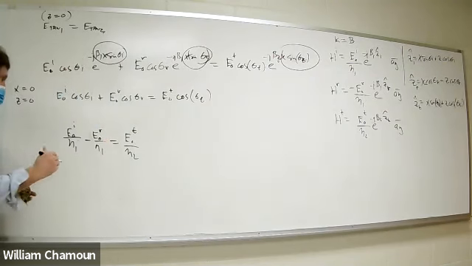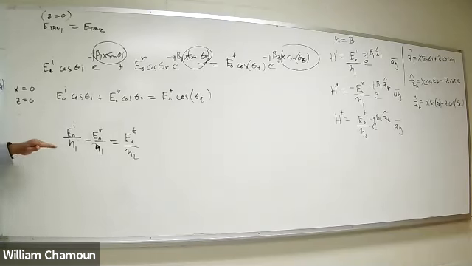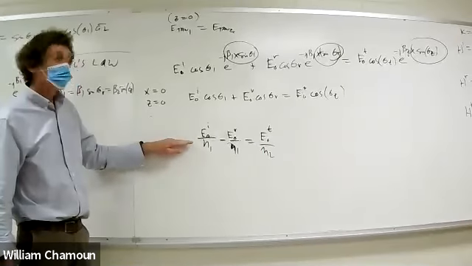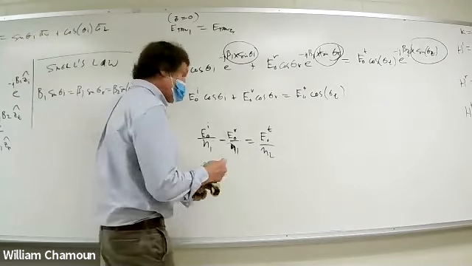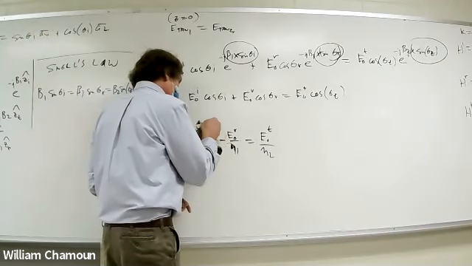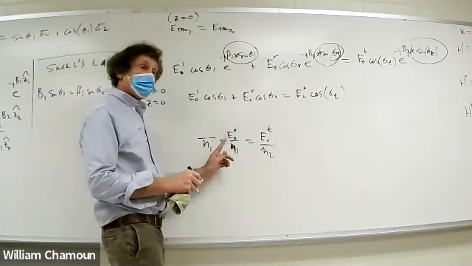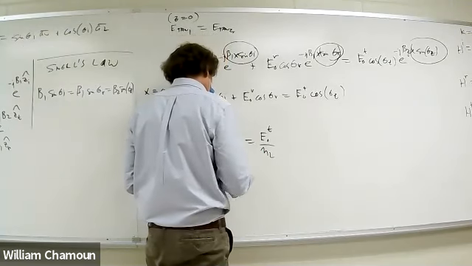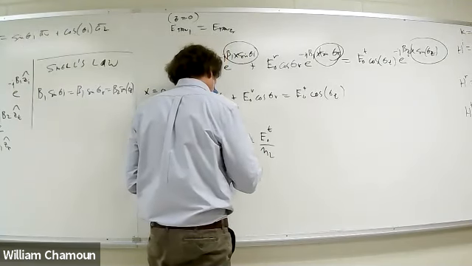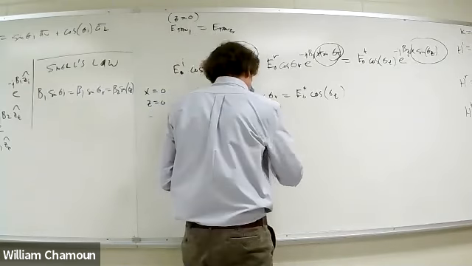Now, those are A's, not B's. Okay, now, here's the deal. We want to get the ratio of E reflected to E incident, right? So we take this one and we divide everything by E incident. You with me? Both sides. What happens is this goes to 1. Reflected over incident would be equal to the reflection coefficient, right? And then this would be the transmission coefficient.